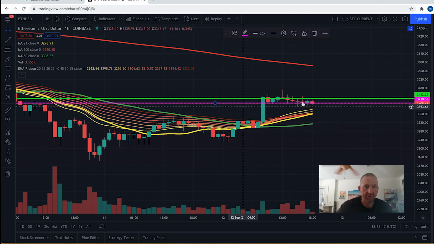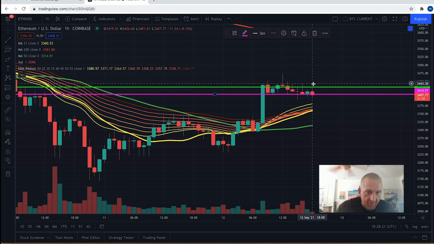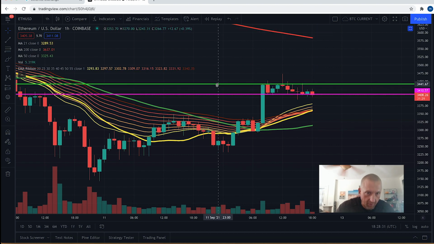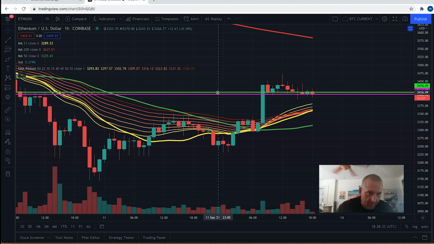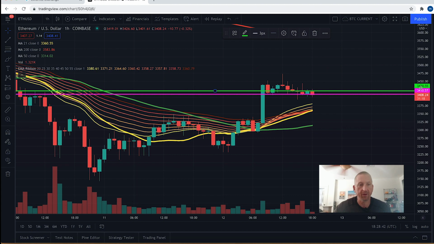So we have a pretty decent support level, and this is going to be our major resistance, this 3400. Right now our resistance is this. We have to build this into support. So we need to build 3420 into support. So that is the end of your TA.